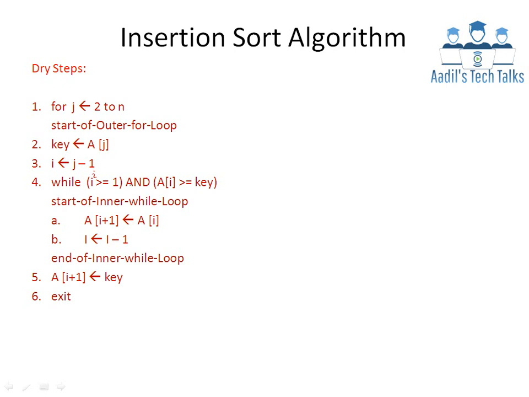While i, there are two conditions for the execution of the while loop. i must be greater than or equal to 1, and second, A[i] must be greater than A[i] greater than key. If any of these two conditions is false, then the loop will not execute. Start of inner while loop, there are two steps. Step number a is A[i+1] gets A[i], and in the second step, i gets i minus 1. This is small i, and this is also small i. End of inner while loop. A[i+1] gets key, and this is the exit.